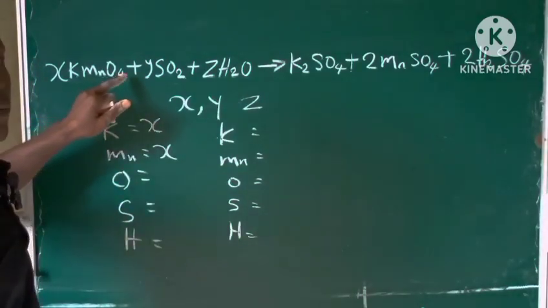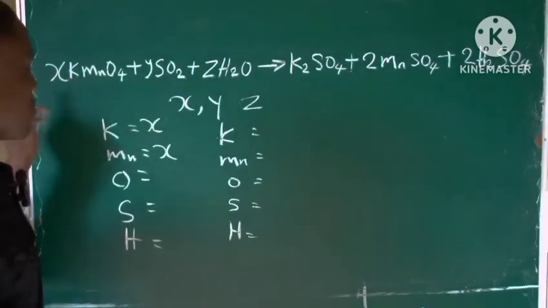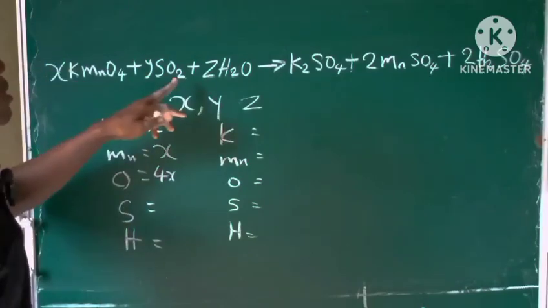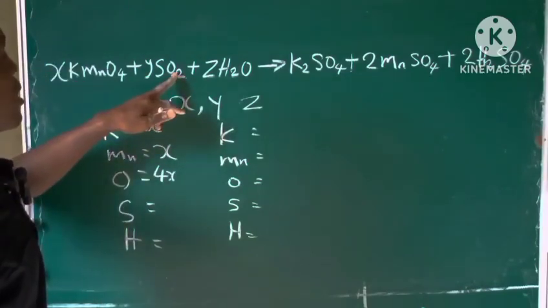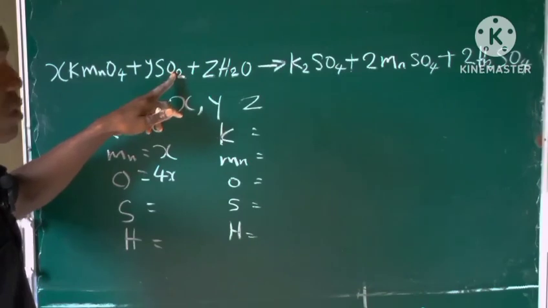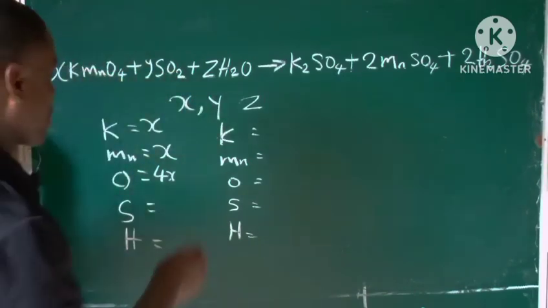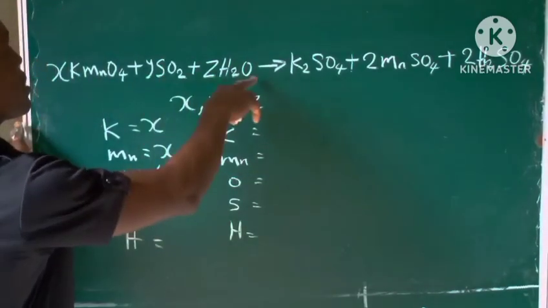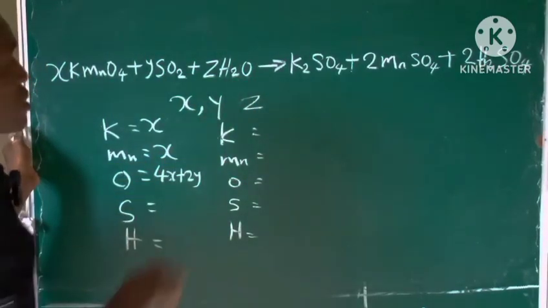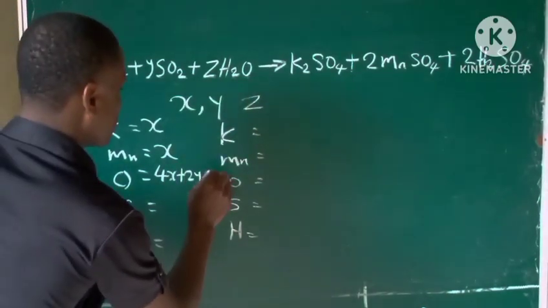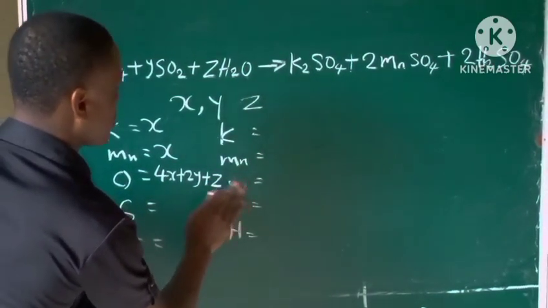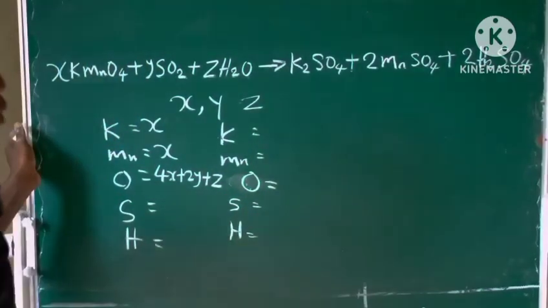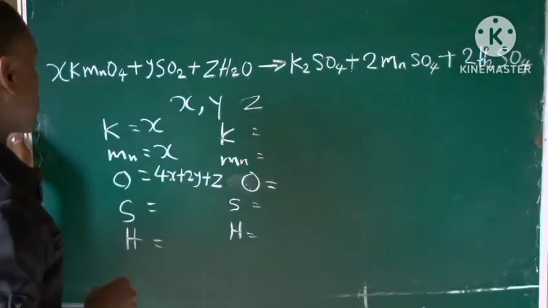The next one is oxygen. Oxygen has four atoms here, so 4 times X will give us 4X. Look at this side. Oxygen has 2 atoms here, so 2 times Y will give us 2Y. The same thing here: oxygen has only one atom, so 1 times Z gives us plus Z. So we are done with oxygen at our left side.